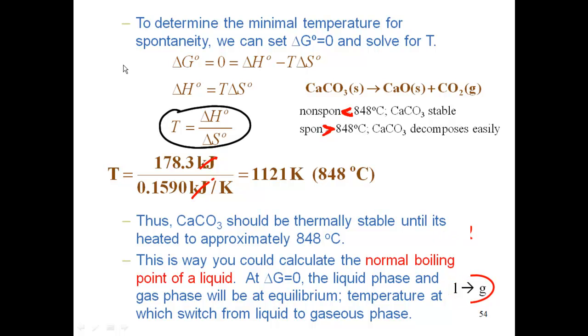Homework. We got homework 48, which deals with calculations dealing with Gibbs free energy.